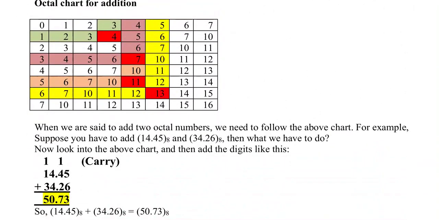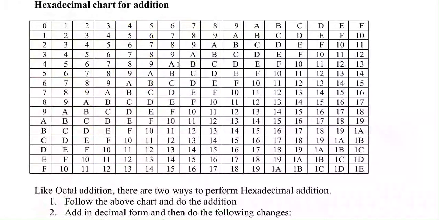Now let's move to the hexadecimal one. It's a little complex one. As you can see the chart over here, 0 to 9 and then A to F. 1 plus 1 is 2. Diagonally, you can get the value, the summation. 6 plus 6, you can see 6 plus 6 is giving you the value C. Similarly, F plus F is giving you the value 1E.